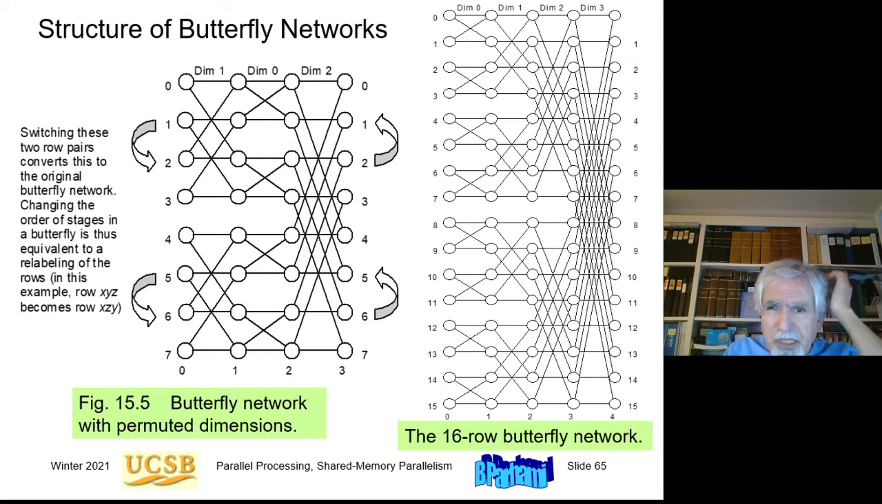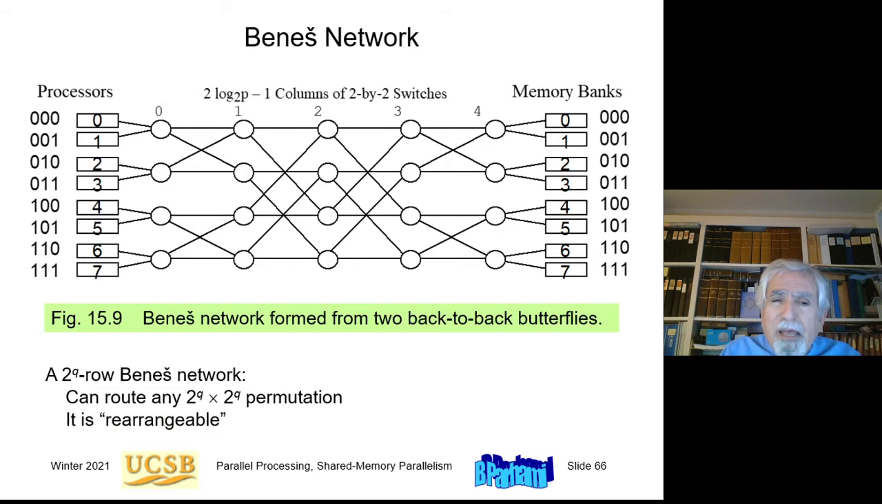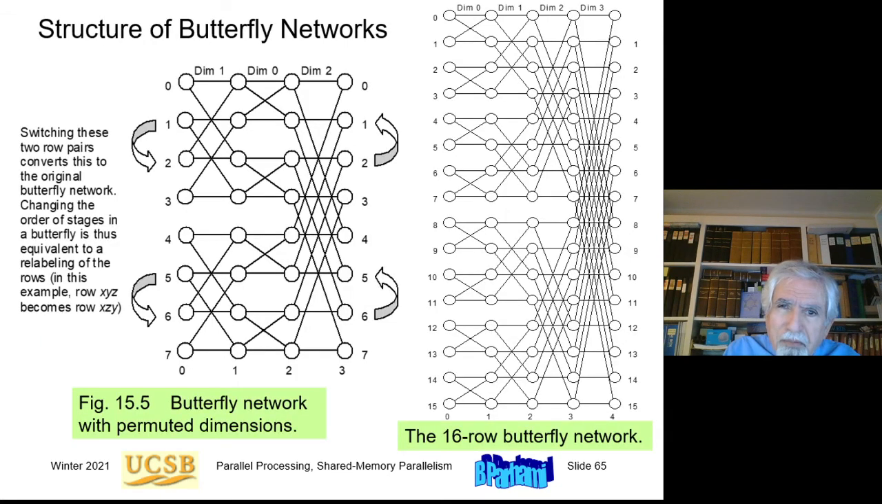Okay, I'm going to skip this slide in the interest of being able to cover all the material that I have. There is this network called Benes network. Benes is the name of the person who invented this. It's two butterfly networks back to back. So here's a 4-row butterfly network. Oh, by the way, I shouldn't have skipped the previous slide.